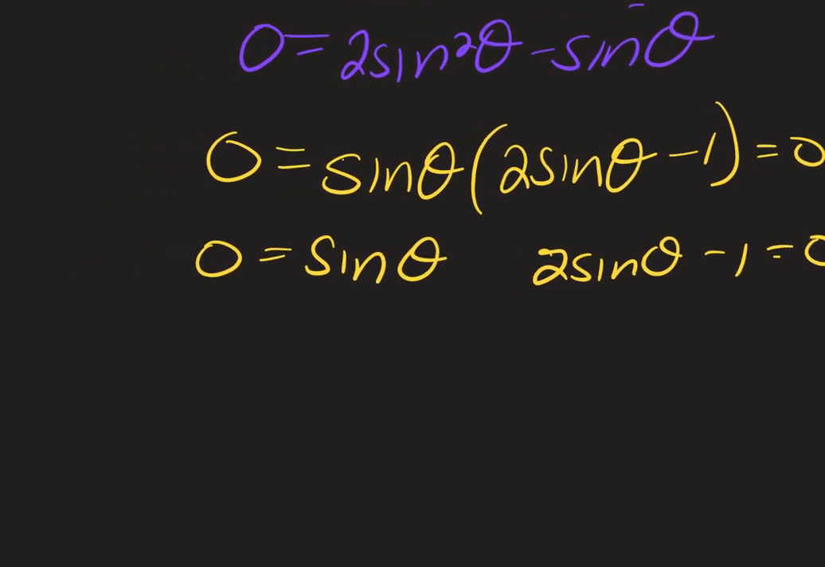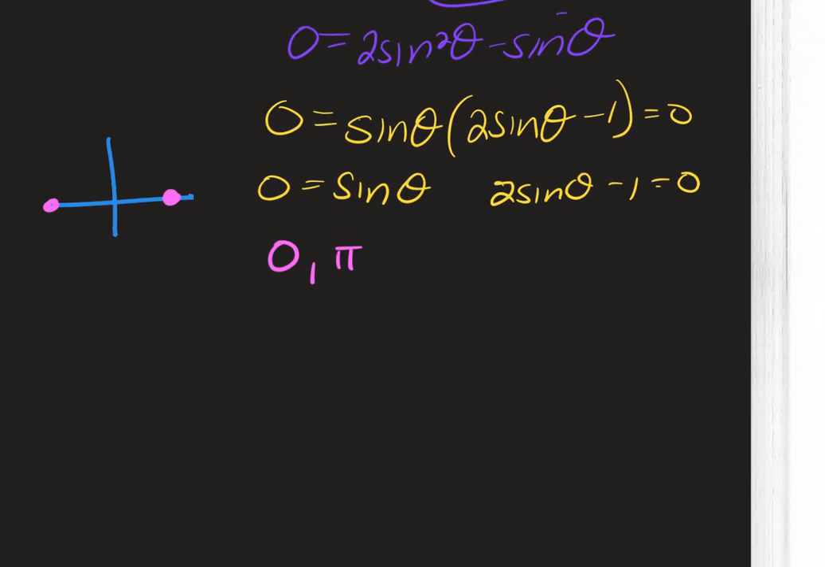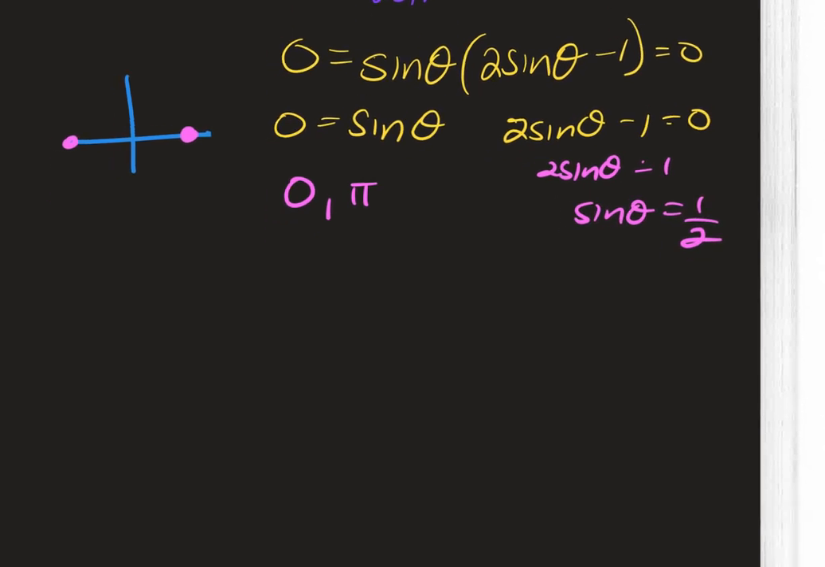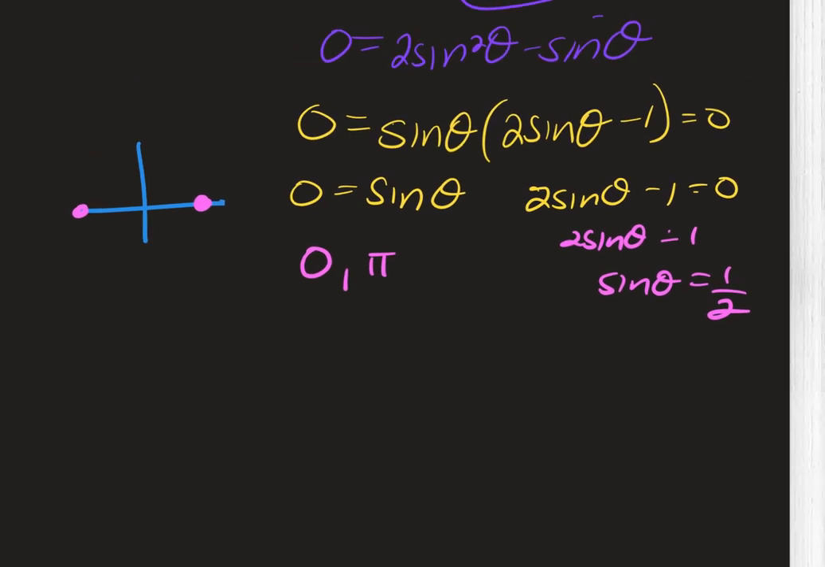So go back to your unit circle, right? Like, where is your y 0? Your y would be 0 here and here. So that's 0 and pi. And then, that one you'll solve. 2 sine theta equals 1. Sine theta equals 1/2. And then the coordinate point that has the y that's a half is your pi over 6's.